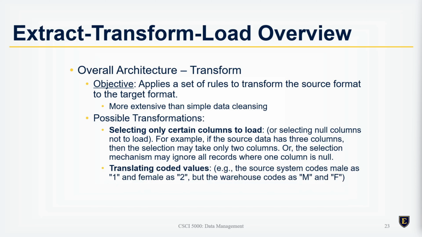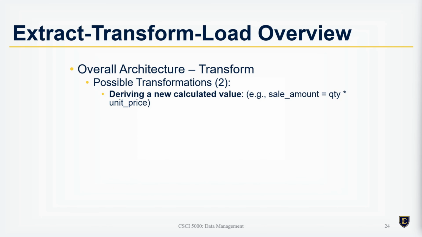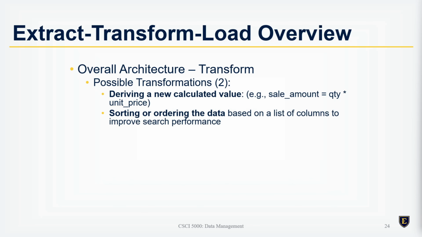Translated values. So the source system may code male as 1, female as 2, but the data warehouse codes M and F. Encoding freeform values, so mapping M and male together. Other transformations may include deriving a new calculated value, so sometimes you want to actually store a calculated value in a data warehouse, so that might be something that you would do in the transform. Sorting and ordering the data based on the columns to improve search performance.